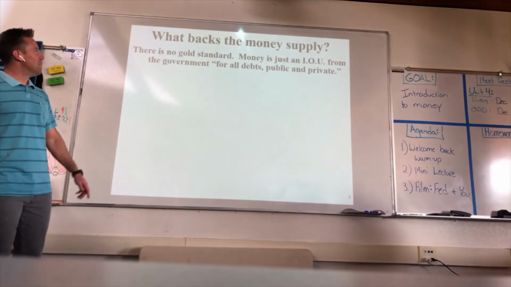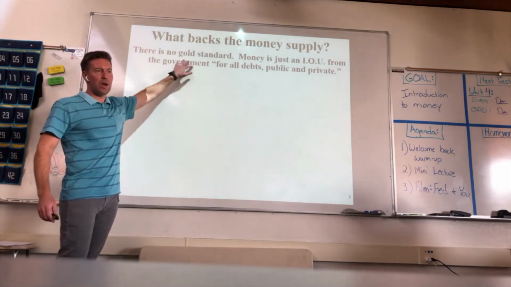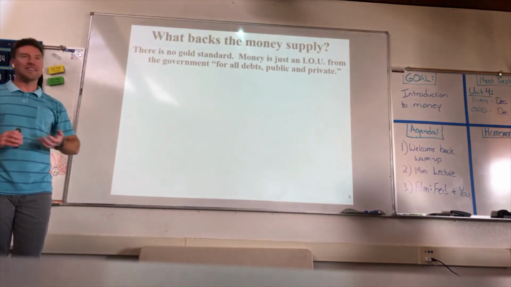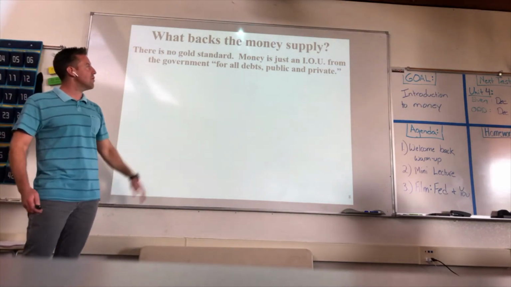All right, let's keep it going. So what backs the money supply? You don't have to write this first part, and please don't. There is no gold standard anymore. We went off the gold standard in the 1970s. Money is just an IOU from the government.